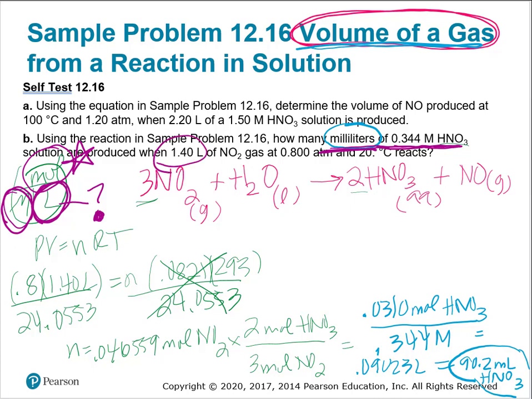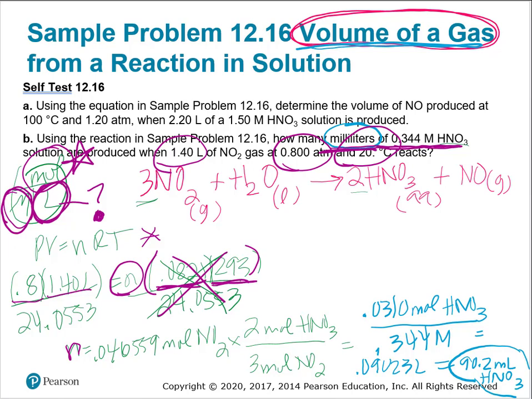We're given volume of a gas, pressure of a gas, temperature of a gas. Let's plug that into that PV equals nRT, because we can do that for gases. We're given pressure, we're given volume. We can find moles because we know R and we know temperature. I just added 273 to it. So I multiplied these right 2 numbers, which was 24.0553, divided both sides by that. And I got n, this is moles of my gas, 0.046559 moles of NO2.